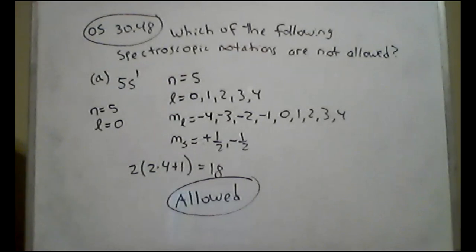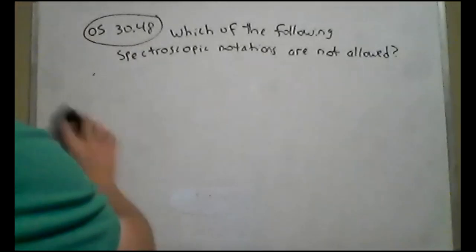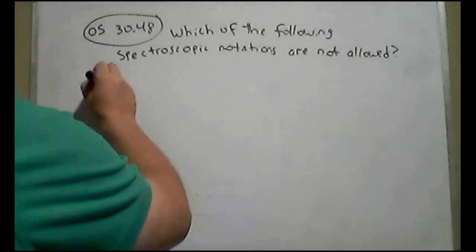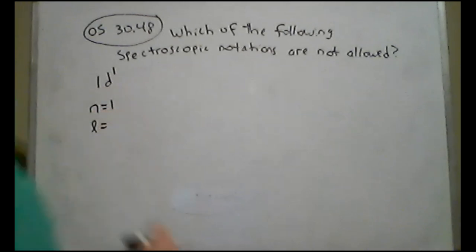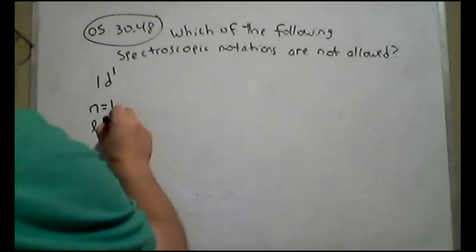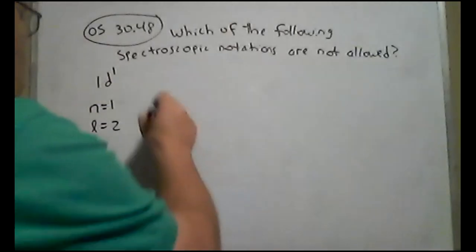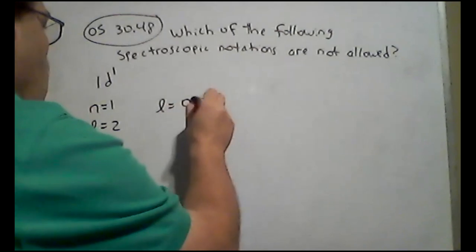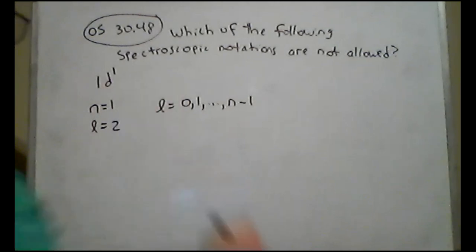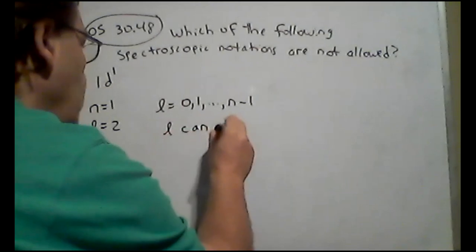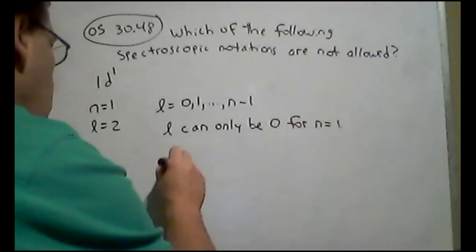What about part B, which becomes a 1d1? All right, what's this telling me? n equals 1, L equals, let's see, s, p, d, L is 2. That's nonsense, right? Because L can only have 0, 1, up to n minus 1. If n equals 1, the only value of L is 0. L can only be 0 for n equals 1. This is nonsense, not allowed.